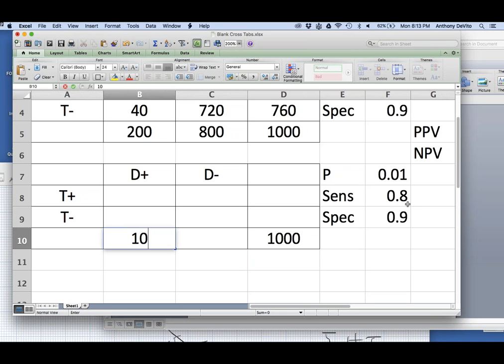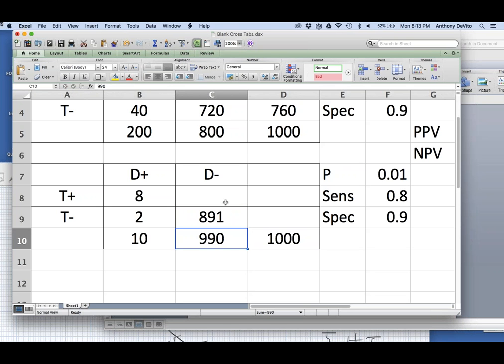Now the sensitivity is 80%, right? So what's the probability that you would get it correct for those 10 people? 80%. So how many of those 10 people would you expect to get true positives on? 8. That would leave 2 that you would be wrong on. Now that would leave 990 people who don't have the disease, don't have nickel sensitivity. So what's the probability that you would get that right? It's going to be 990 people times 0.9. You'd get it right for 891 of those.